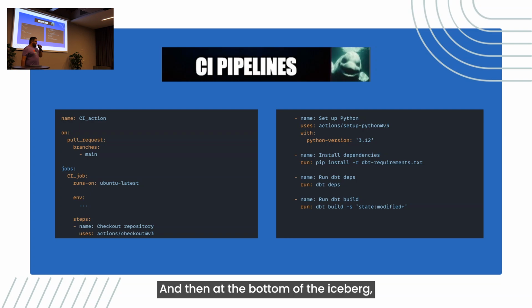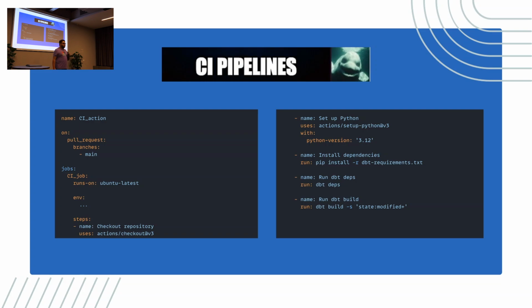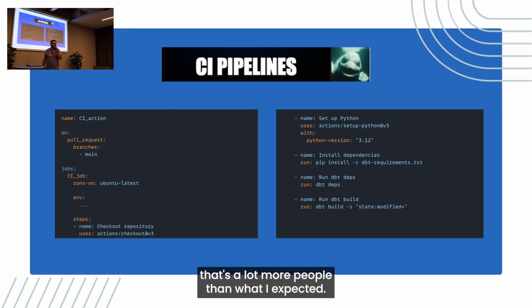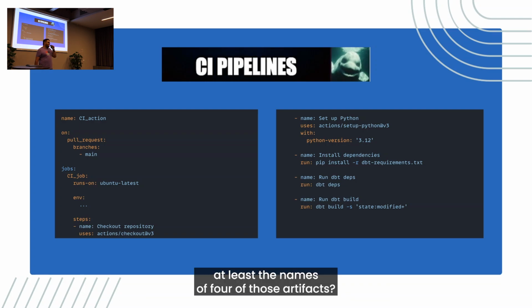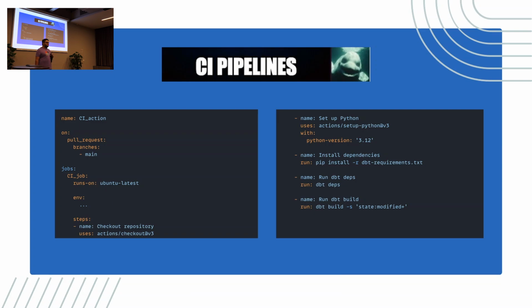And then at the bottom of the iceberg, maybe even before, can I get a raise of hands of all of you that know what dbt artifacts are? Okay, that's a lot more people than what I expected. Is there somebody here that can tell me at least the names of four of those artifacts? Somebody there?